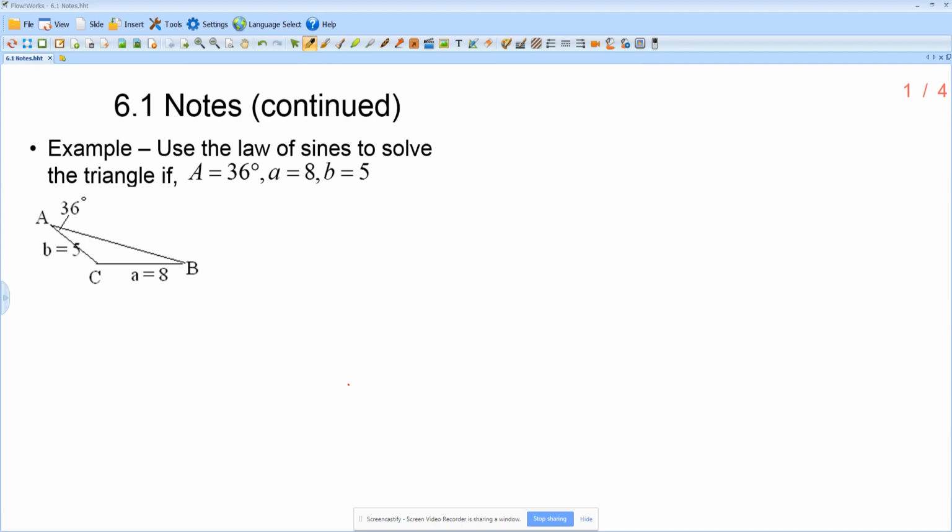Right, welcome and thanks for joining 6.1 examples. We are on the fourth slide. Use the law of sines to solve the triangle if A is equal to 36 degrees, side a is equal to 8, and side b is equal to 5. So I drew a picture there for you.